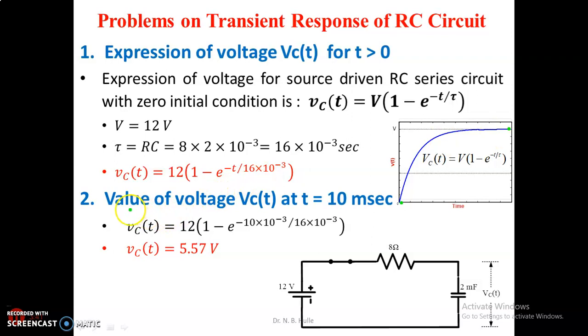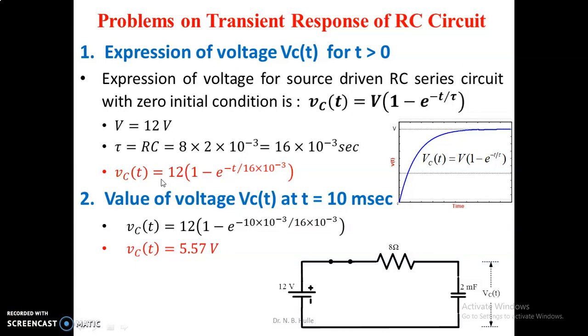Similarly, we are interested in the calculation of voltage Vc of t at t is equal to 10 millisecond. Vc of t is equal to, the basic expression is the same, that is 12 in bracket 1 minus e raised to the power of minus t by 16 into 10 to the power of minus 3, and in this case we will put the value of t as 10 millisecond, that is minus 10 into 10 to the power of minus 3 divided by that value. If we find the value of this expression, Vc of t is 5.57 volt, which is the voltage across the capacitor at t is equal to 10 millisecond.